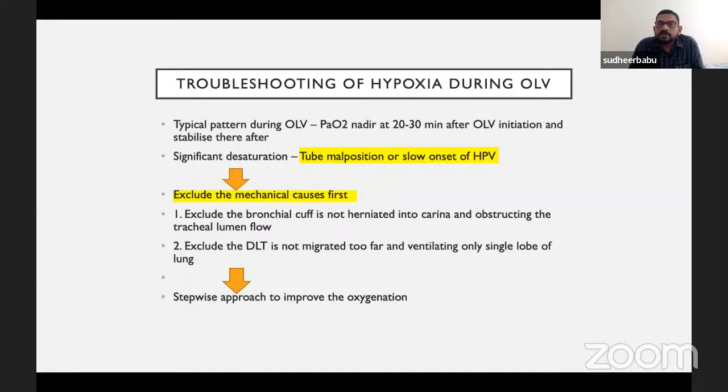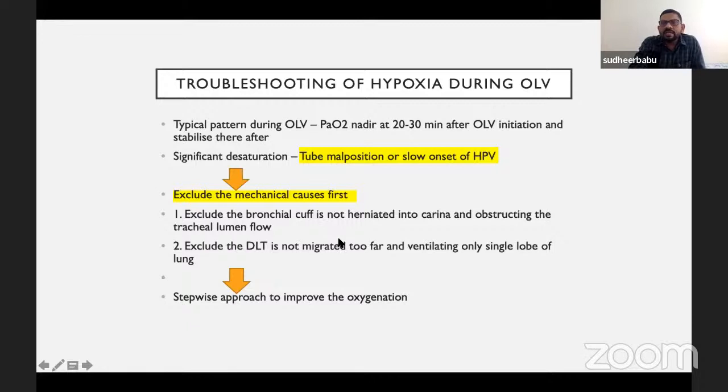One thing is, whenever there is hypoxemia, obviously it is better to ventilate two lungs, and the most common thing you have to rule out first is tube malposition. So exclude the mechanical cause. Anyway, after positioning in the lateral position, you have to confirm with fiber optic before proceeding to the surgery. So two things can happen: either the tube is pushed too far inside or it came out. Okay, those two things you have to exclude.